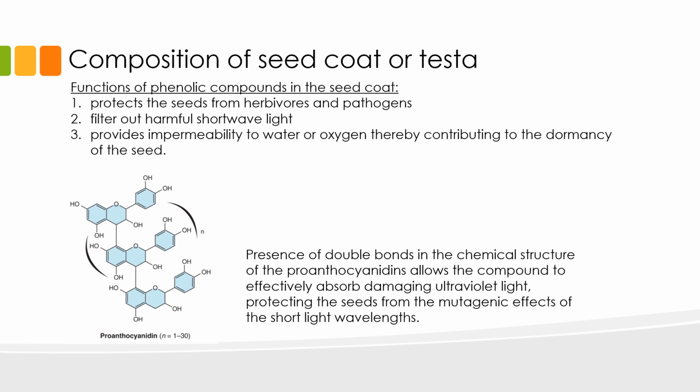Another class of phenolic compounds, the proanthocyanidins, can filter out harmful shortwave light. Proanthocyanidins have double bonds in their chemical structure that allow the compound to absorb damaging ultraviolet light. By capturing UV light, the embryo within the seeds is protected from the mutagenic effects of the short light wavelengths.